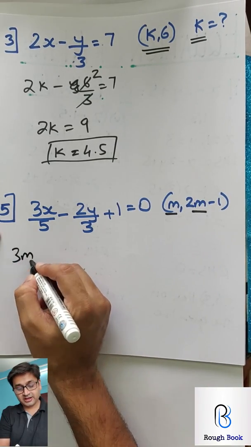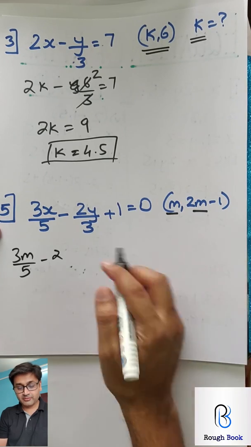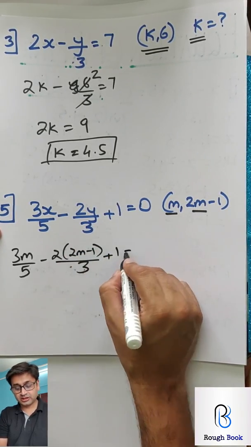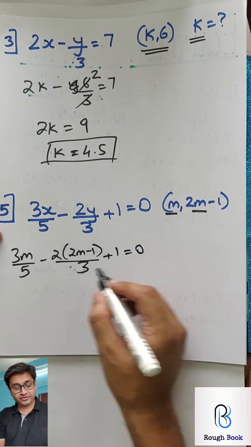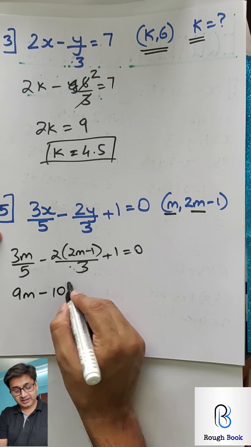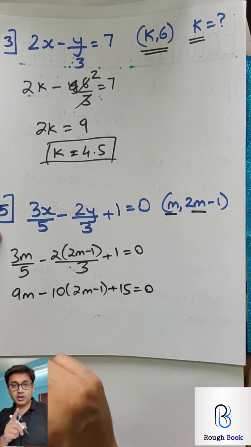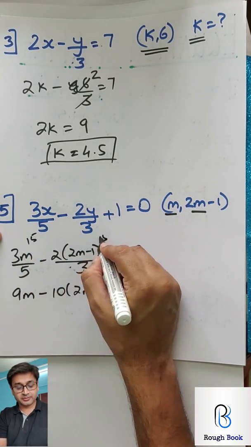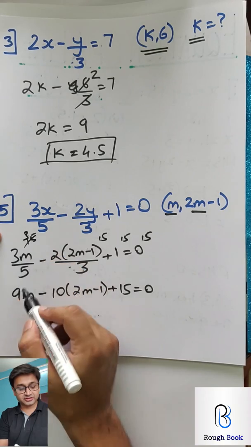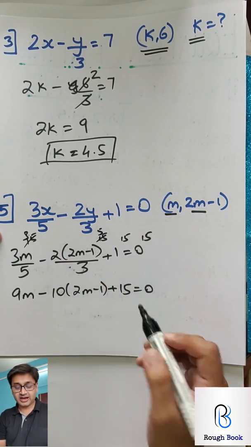So 3 times m upon 5 minus 2 times 2m minus 1 upon 3 plus 1 equals 0. So LCM is 15. So this will become 9m, this will become 10 times 2m minus 1, plus 15, equals 0. If you don't know, basically you are multiplying each term by 15 in your head. So 5 ones are 5, 3 3s are 9. 3 ones are 3, 5 2s are 10, 15 and 0.